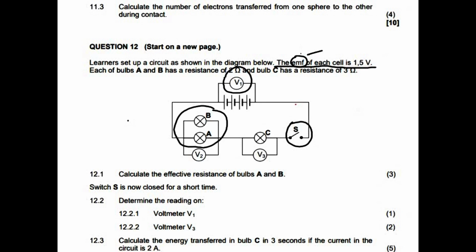So this EMF tells us the potential difference of the battery when there is no current in the external circuit. The moment you close this switch, we no longer refer to it as the EMF, because remember, the EMF is just the potential difference of the battery. We now talk about something called terminal potential difference. So let me write this down.